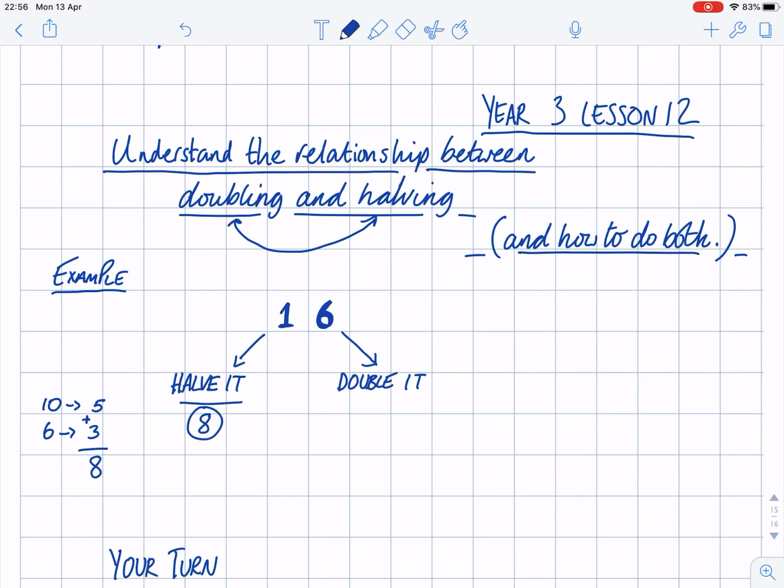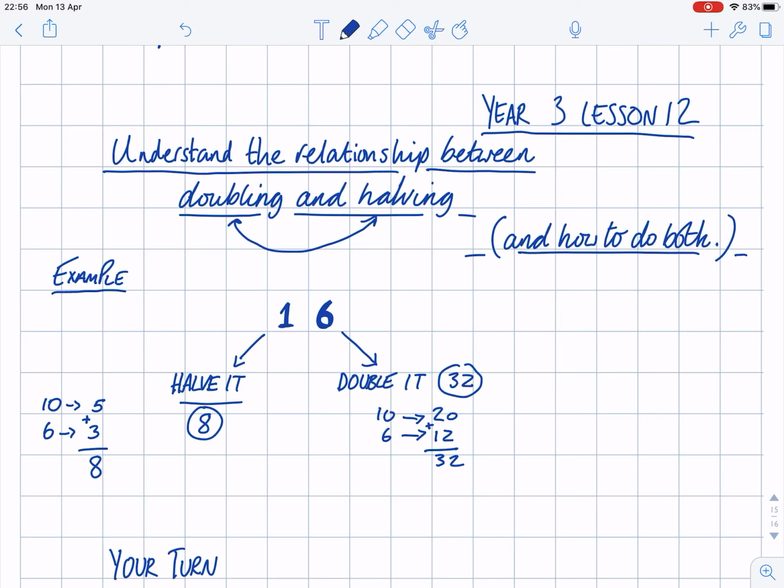Doubling, I can follow a similar method in that if I partition the numbers into 10 and 6 again, and then I could say, well, what's double 10? It's 20. And what's double 6? It's 12. And if I add those two numbers together, I get 32. So double 16 is 32. So it really helps sometimes to partition numbers, okay?